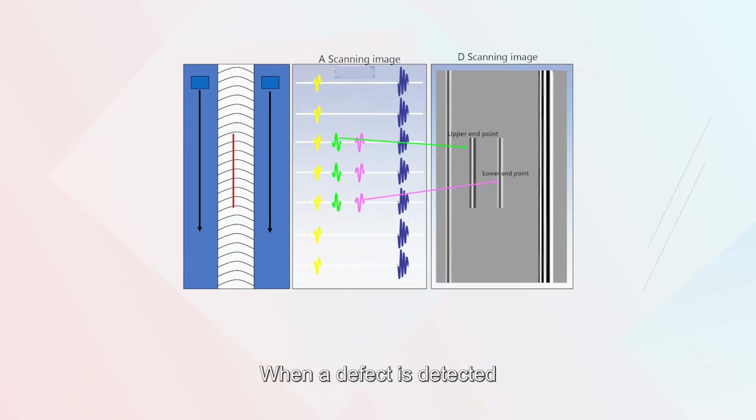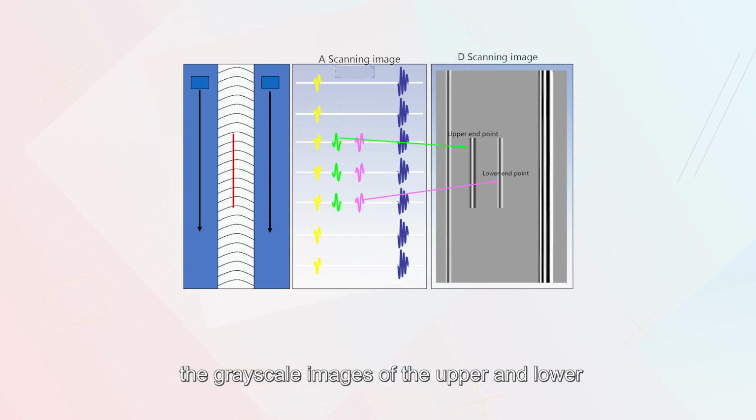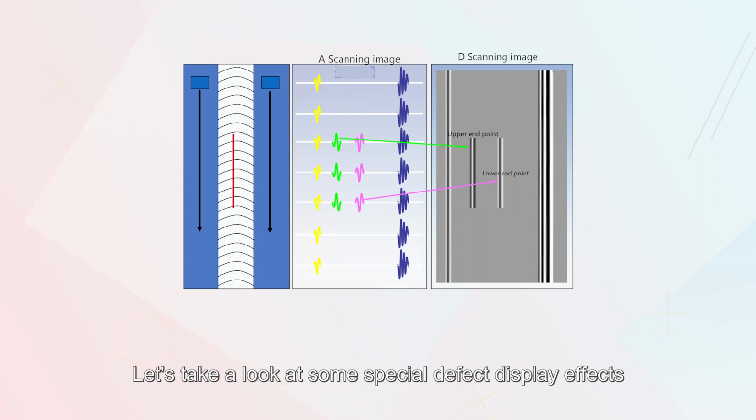When a defect is detected, in addition to the through wave and bottom reflected wave signals, the display screen also displays the grayscale images of the upper and lower endpoints of the defect, as shown in the picture. Let's take a look at some special defect display effects.